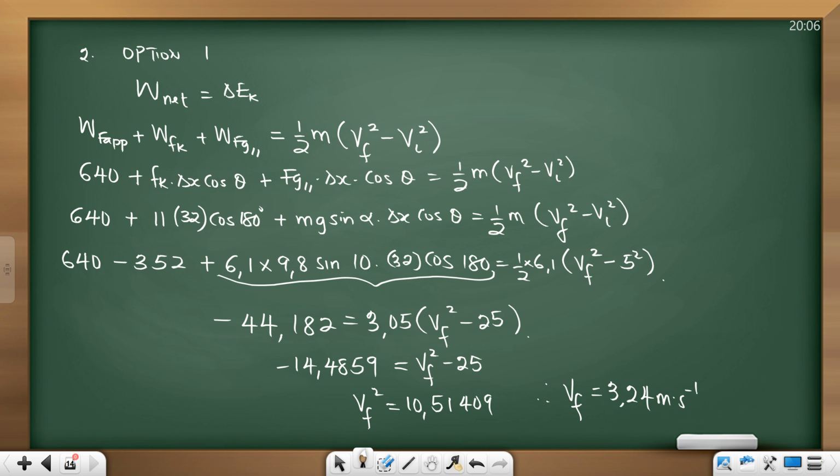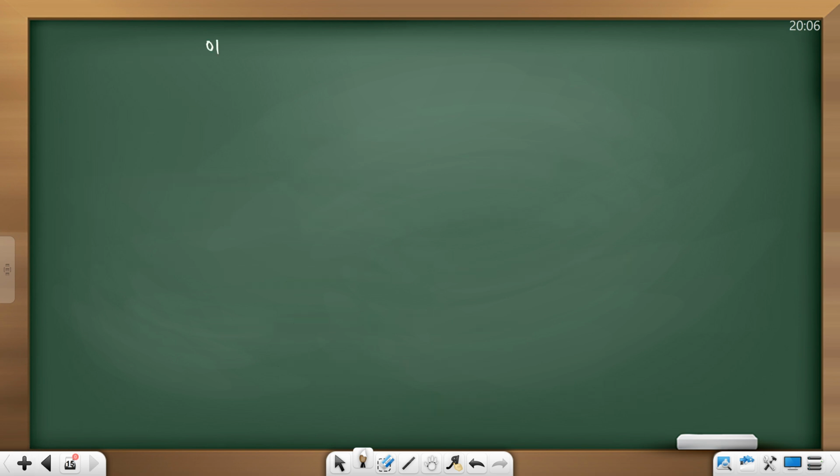Quickly, option 2. You can redo this, you know. Look at work done by non-conservative forces, which is what? Change in kinetic plus change in what? Potential. What are my non-conservative forces? Friction and applied. Do we have friction here? Yes. Do we have applied here? Yes. Do we have tension? No, so I don't need to include it. So what would I say? Work done by friction plus work done by applied, equals to what?